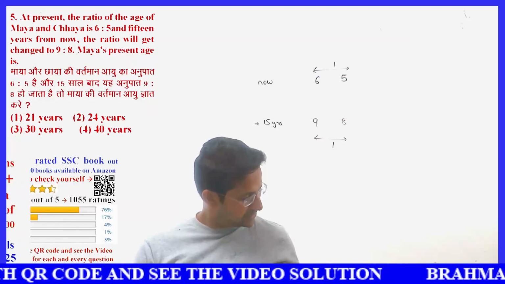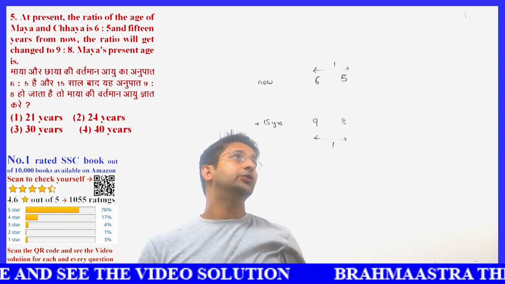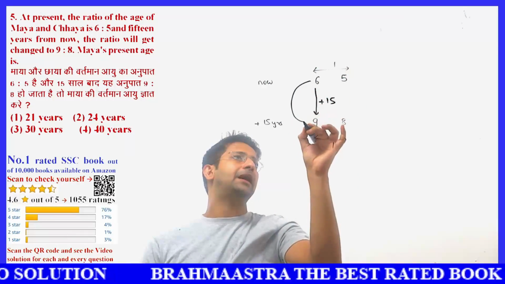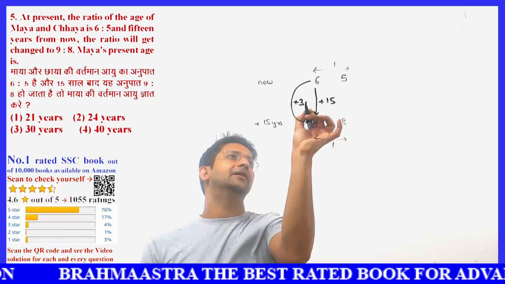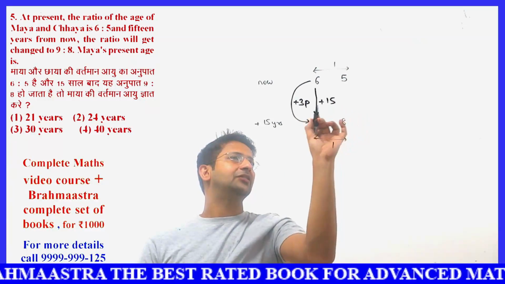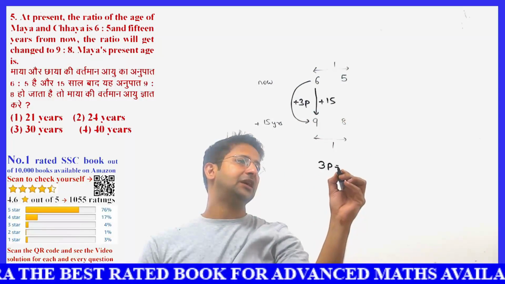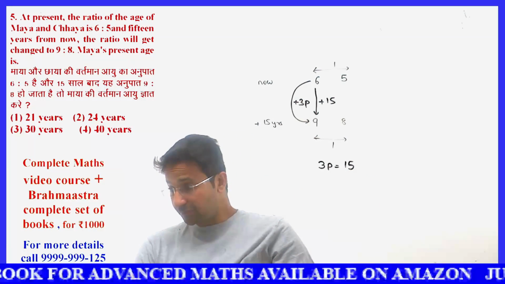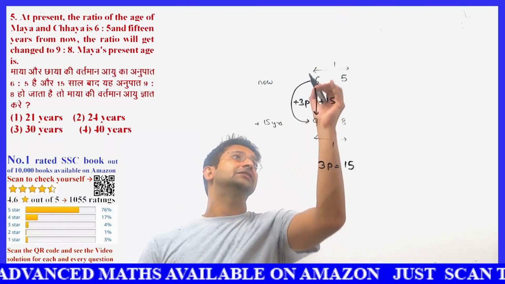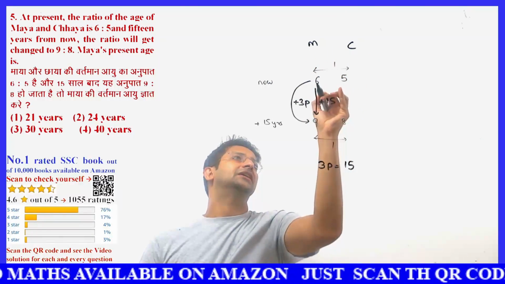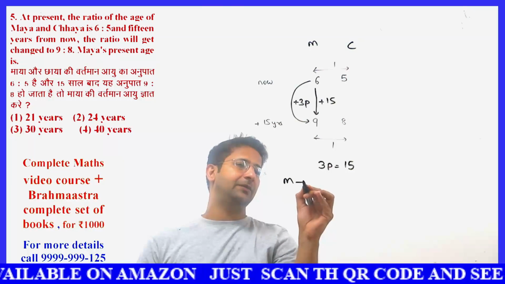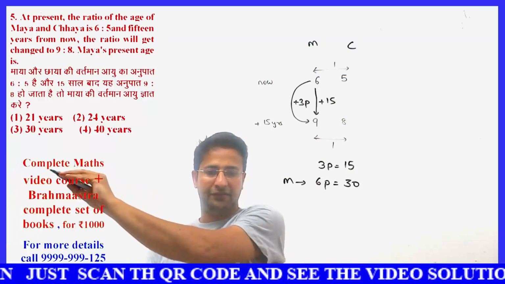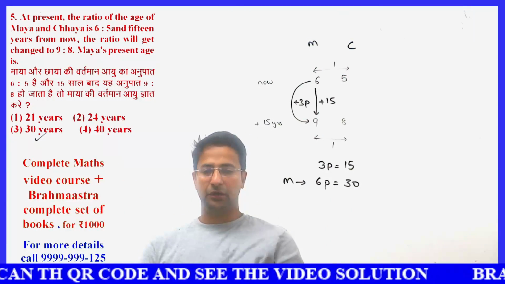In both these places, since the gap is equal to 1, what I'll do, this is how much? This is 15. And how many parts are being added? 3 parts are being added. So if 3 parts are equal to 15, what is being asked? Maya's present age. This is Maya, this is Chaya. 6 parts. So Maya's present age will be equal to 6 parts. That will be equal to 30. Very easily done. Okay, dear students. This is your answer.